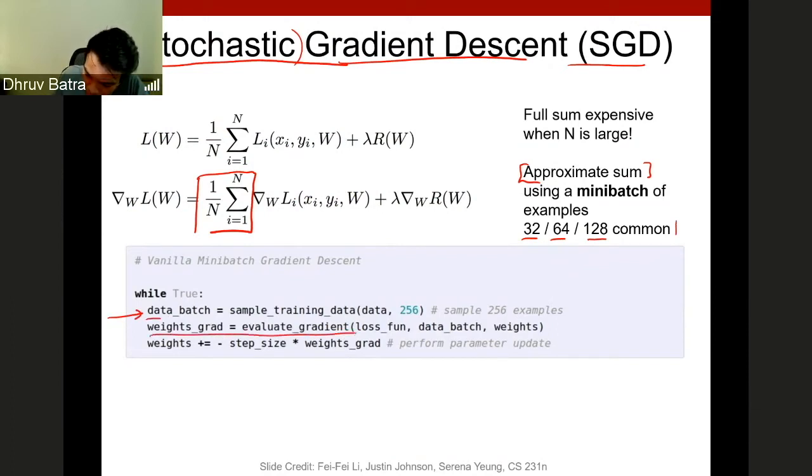So computation of gradients, step size, and updating the parameters, and now that extra line is just: sample a batch from your training data. So given a data set, just sample a batch of 256 examples and repeat everything else on your data batch as opposed to doing everything on the full data. So compute gradients only on the data batch. And this is what you're implementing in your homework.